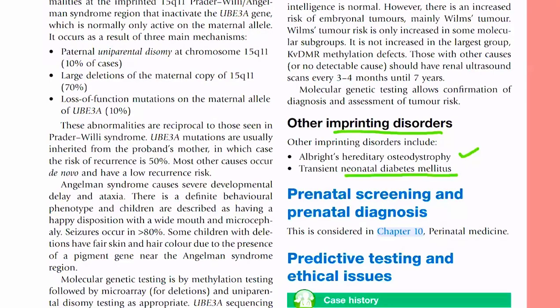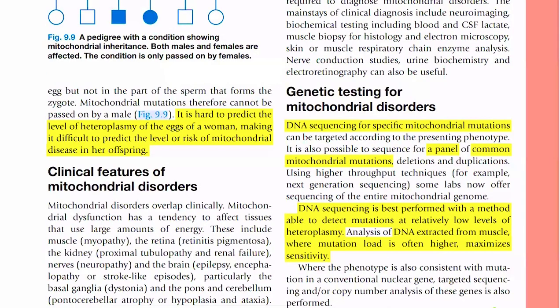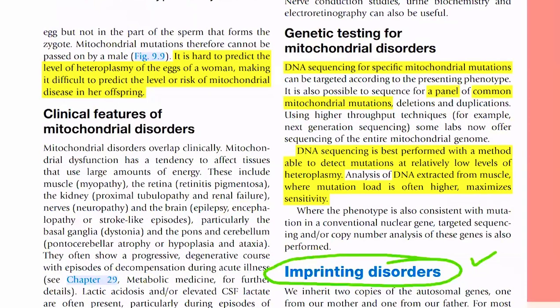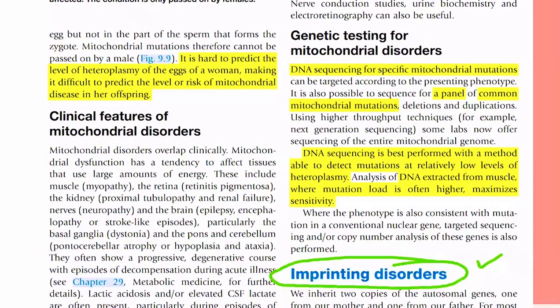See here, this is the imprinting disorder. I told you the definition. Now listen very carefully. We inherit two copies of the autosomal genes, one from our mother and one from my father. This is a chromosomal pair, one from the mother and one from the father. Got it? For most of the genes, both copies are active. The imprinted genes are different.